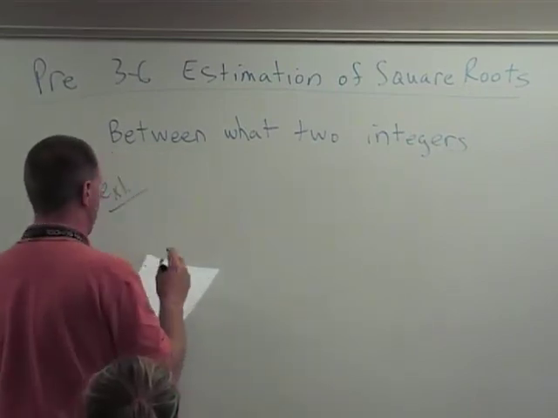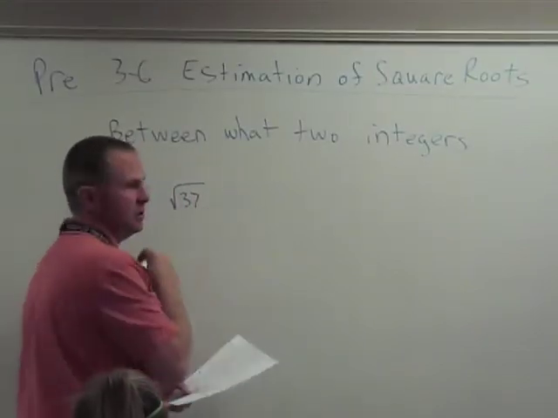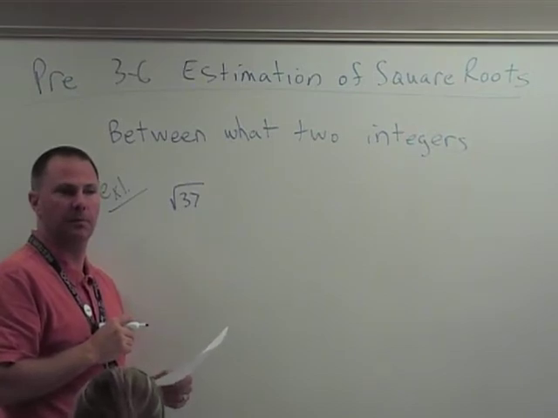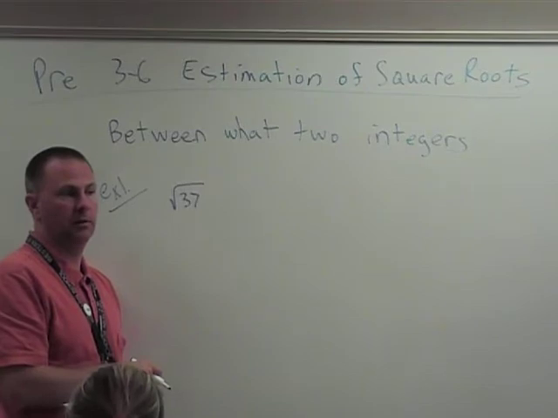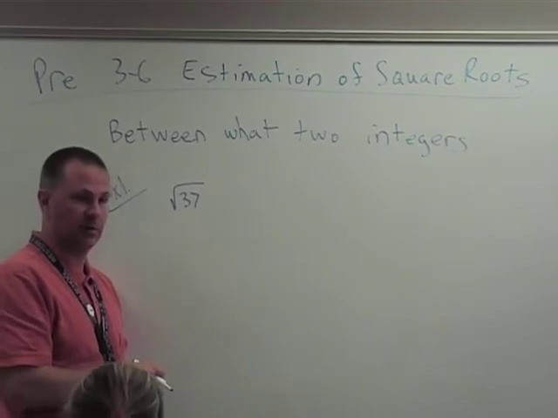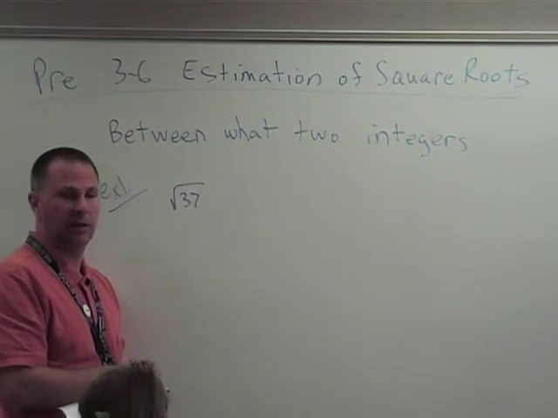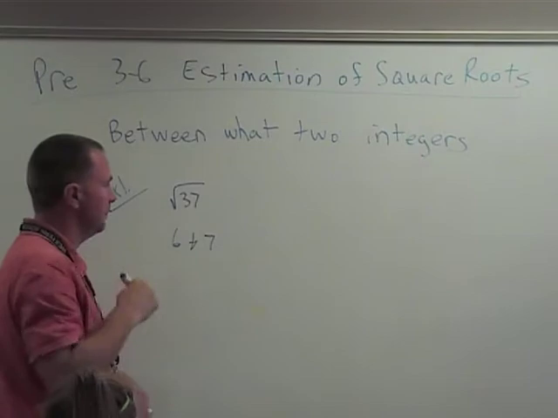Okay, so example 1 is the square root of 37. What two integers does that fall between? 6 and 7. 6 times 6 is 36. 7 times 7 is 49. That falls between it. So 6 and 7 is the answer to that.